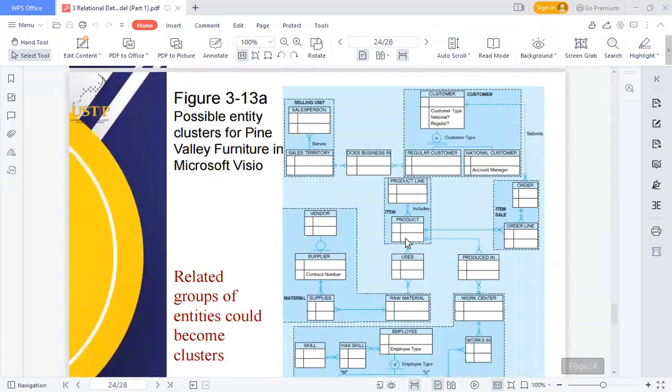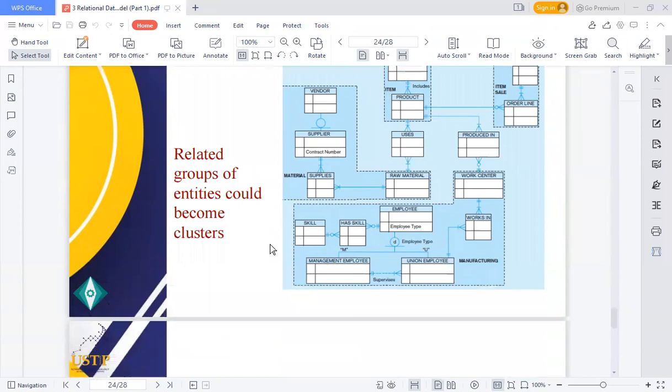So let's have here an example. As you can see in this particular ERD, all the entities pertaining to customers are grouped together. So this is considered to be one cluster. All the entities pertaining to products are grouped together, considered to be another cluster. Same with the order, vendor, then the employee, and so on and so forth. So this is how you will be modeling or creating your ER diagrams for them to become more readable and understandable by the intended users.